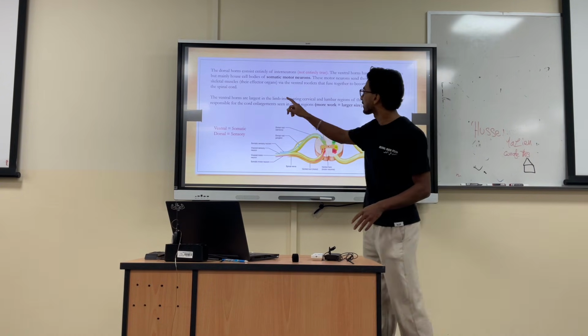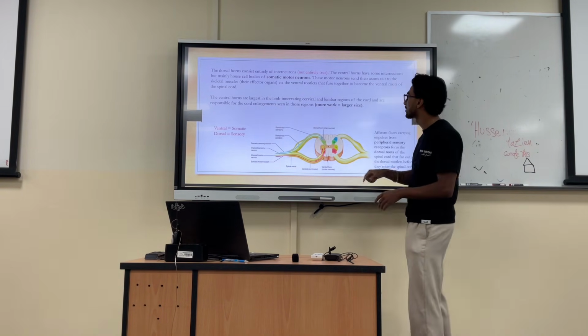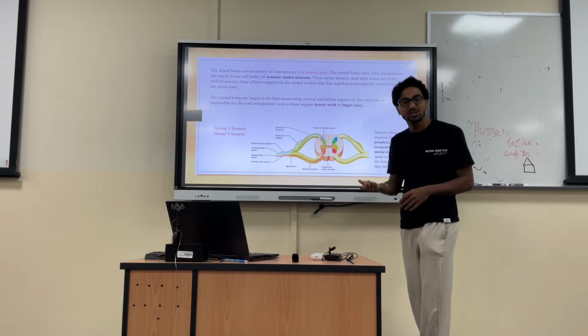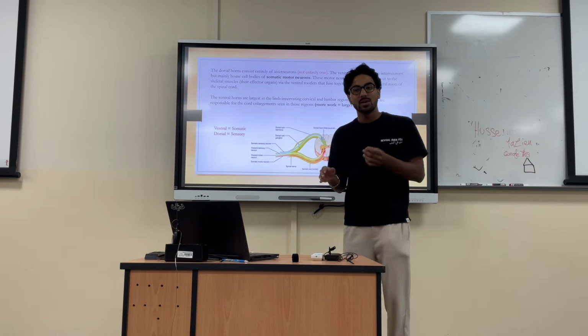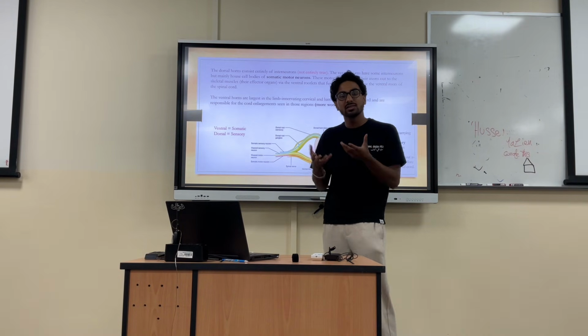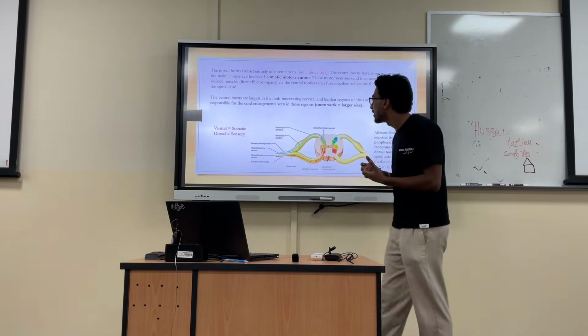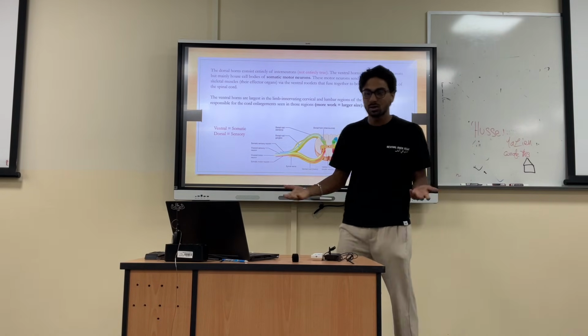Okay? The ventral horns are the largest in the limb innervating cervical and lumbar regions. More work equals larger size. So over here you will see, as we see the cross section, the amount of gray matter increases in the cervical and the lumbar regions to innervate all of the body parts.